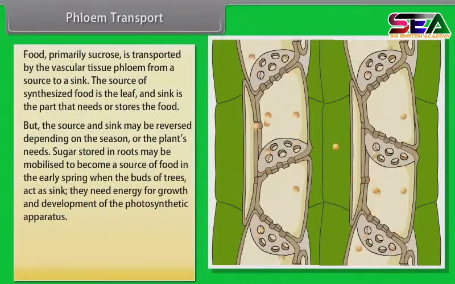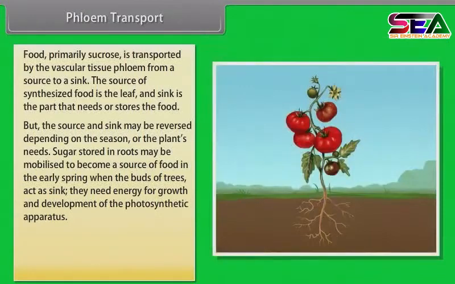Sugar stored in roots may be mobilized to become a source of food in the early spring when the buds of trees act as sinks. They need energy for growth and development of the photosynthetic apparatus.